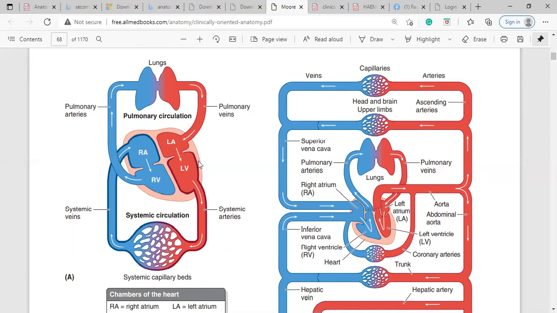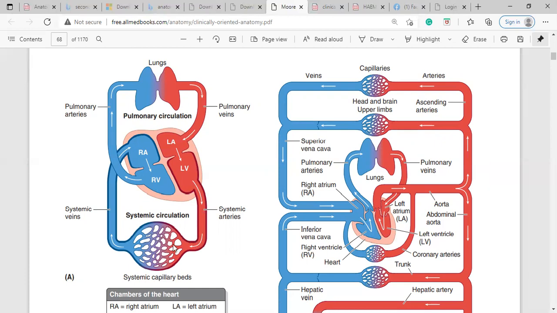This left ventricle will now pump this blood from the heart into what we call the systemic arteries, starting from the aorta, which is the largest artery. I'm going to show you later what the aorta is. So we have this blood will enter the systemic arteries, and from this systemic artery, the blood is carried to every organ of your body. Every organ of your body receives blood from this systemic arteries.